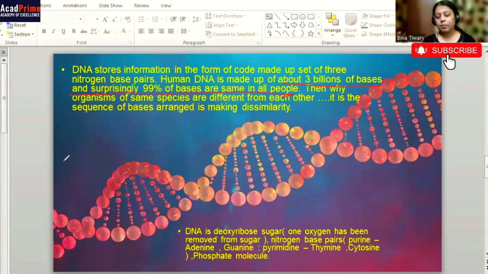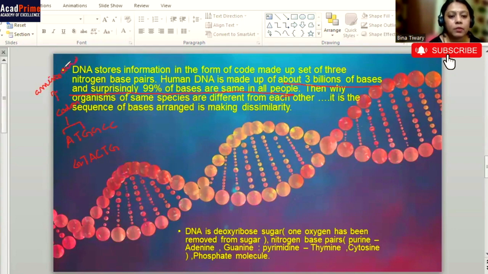The 3 billion base pairs are arranged in such a way that all the base pairs are the same, but their arrangement is different. Maybe one person will have a sequence like this, another person is having a sequence like this, right? So these are two different base pair sequences, and believe me, three of these will make a codon, and this codon is responsible for one of the amino acids that we are having. So these amino acids again join together to give a protein, right?